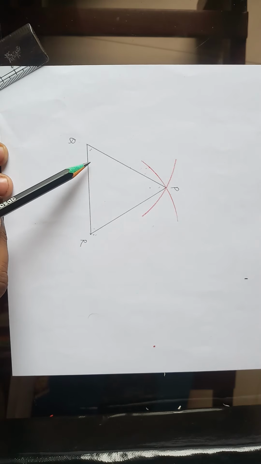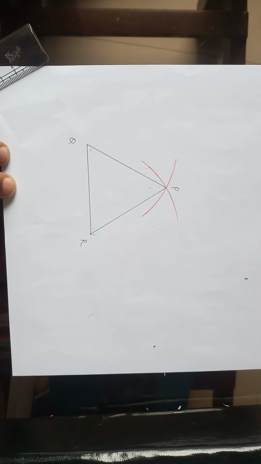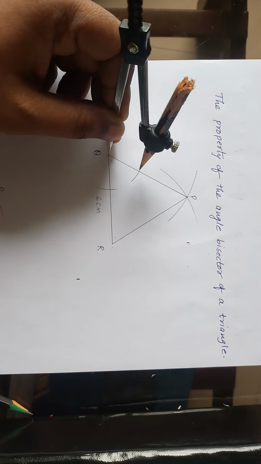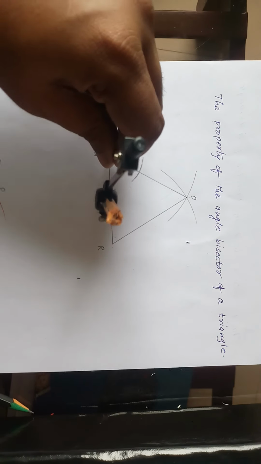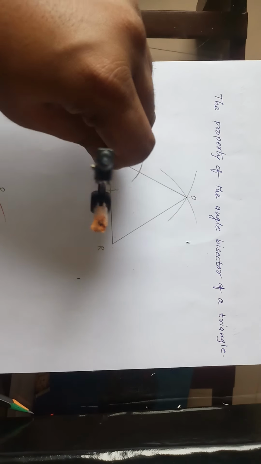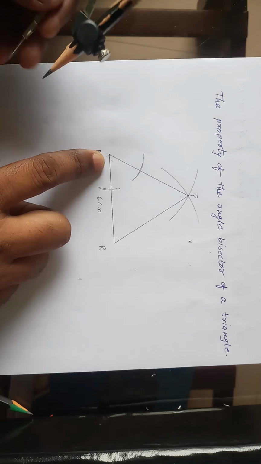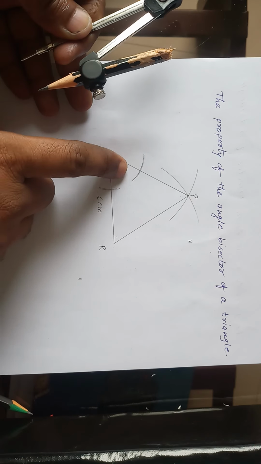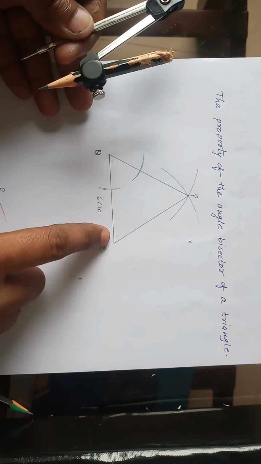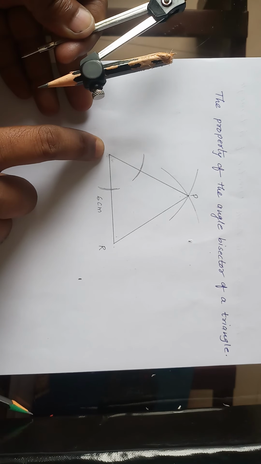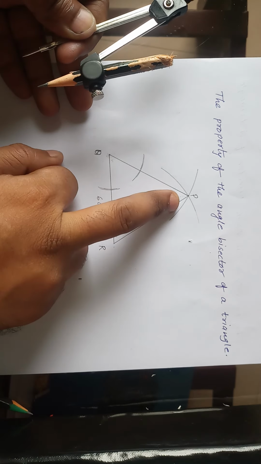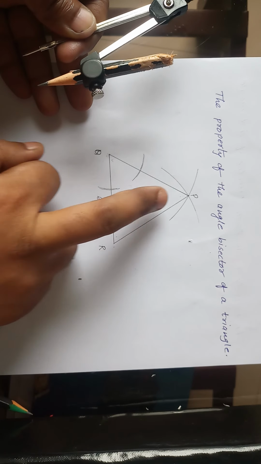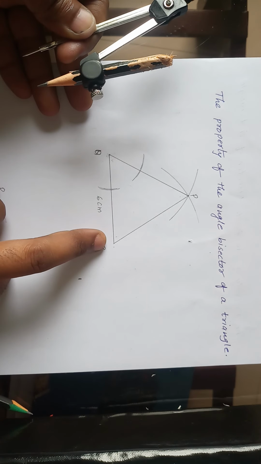To bisect angle Q, take a small measurement in your compass and draw two arcs, one here and one here. Friends, if you want to bisect angle Q, then you should draw these two arcs on the sides of the same angle. Suppose I want to bisect angle Q, I will draw the arc on the first side of the angle and the second arc on the second side of the angle.